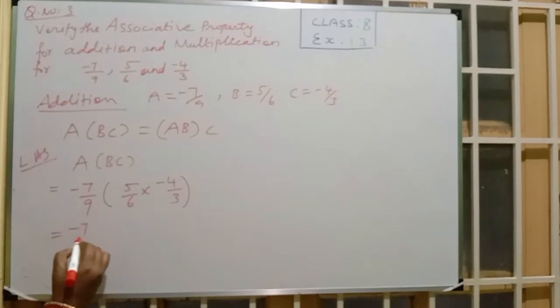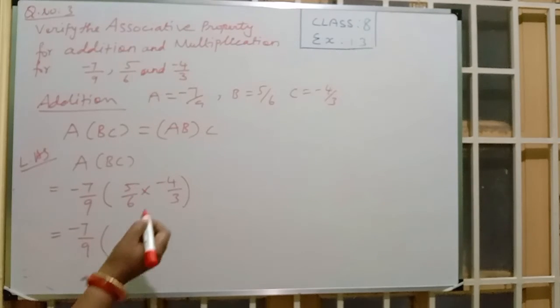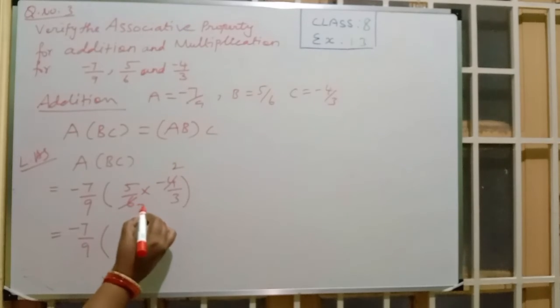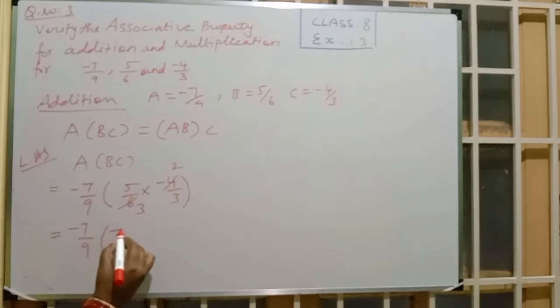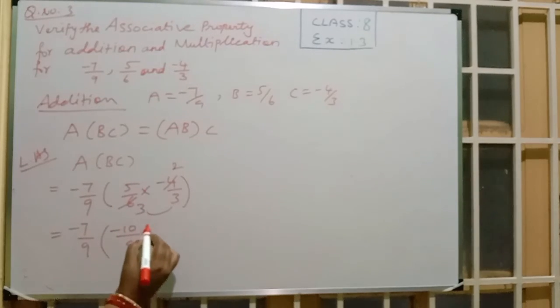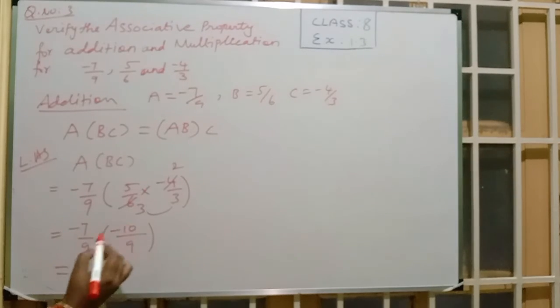Here minus 7 by 9. Now we choose the tables for 4 and 6, that is 2 table 2 times, and here 2 table 3 times. Now minus 2 into 5, that is minus 10, divided by 3 3s are 9. Now minus into minus is plus, 7 into 10 is 70, divided by 9 9s are 81. This is considered 1, that is the value of LHS.